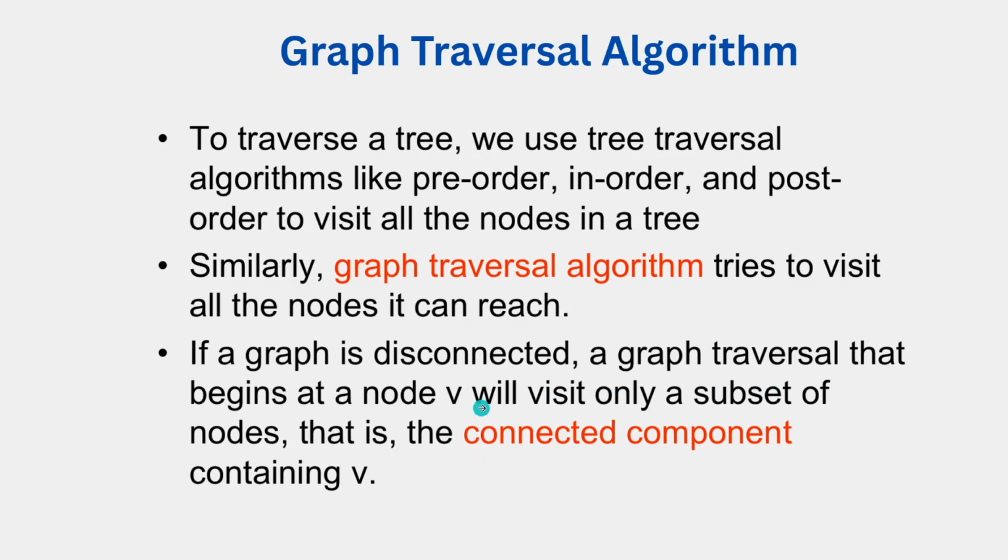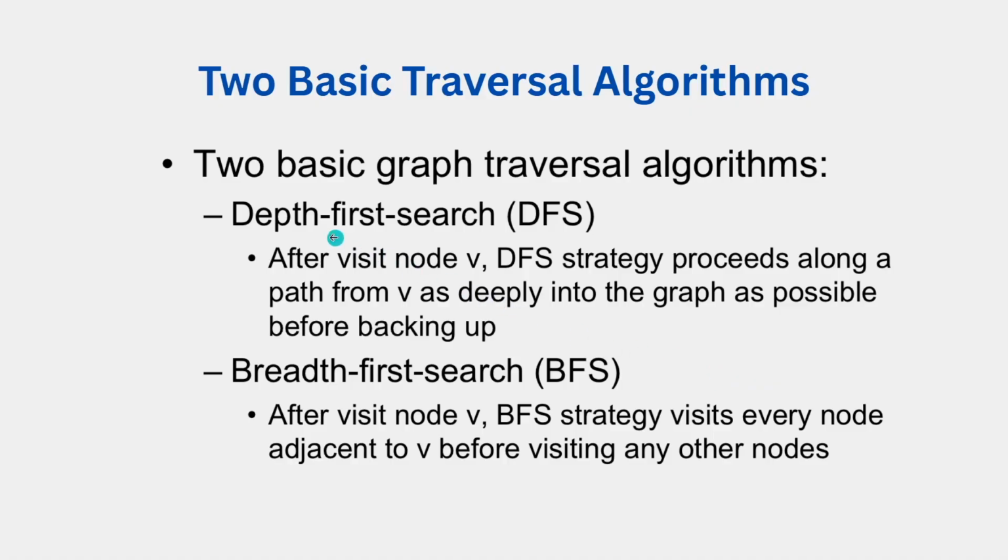And in order to reach the other parts of the same graph, we may again have to fix some other vertex as start vertex in that connected component and try proceeding to reach the other vertices in that graph. So, these are the two basic traversal algorithms that we can use for graphs. One is depth first search, which we will call DFS hereafter, and the other one is breadth first search, which we will be calling BFS hereafter.